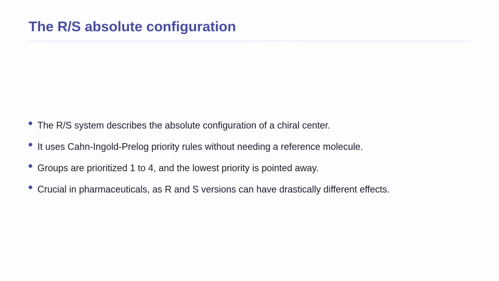So, we have seen how the relative D and L system works. This brings us to the R and S designation, which is an absolute system. Why do we need a new system? As molecules got more complex, scientists realized a relative reference was not enough. They needed universal rules that could describe the exact shape of any chiral center without comparing it to anything else.